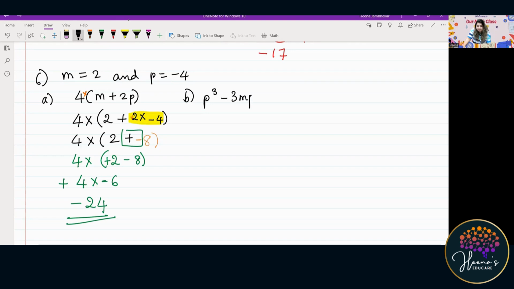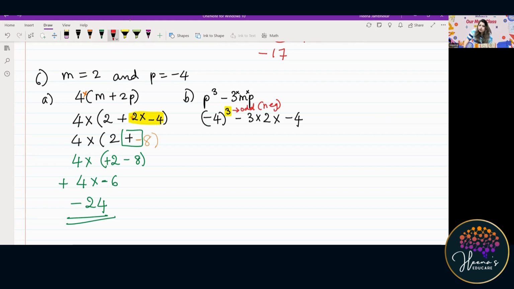minus 3mp. Now p cube, which is minus 4 cube, minus 3. See, there are no signs in between, meaning there are multiplication signs. So 3 into 2 into minus 4, right? Now, minus 4 into minus 4 into minus 4. Remember, whenever in the power you have an odd number, you will always get negative. And if you have an even number, it is going to be positive.